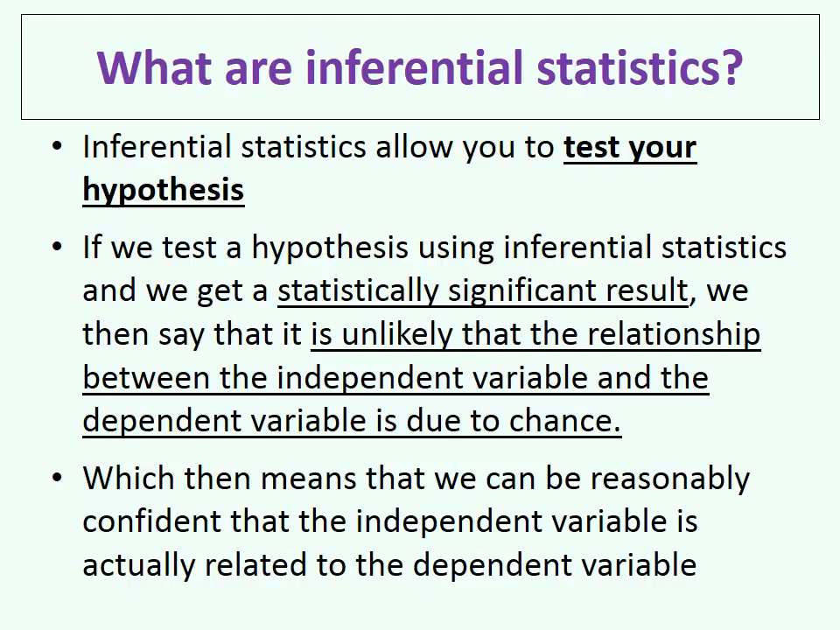Inferential statistics are used to test hypotheses. If we get a statistically significant result after testing a hypothesis, then we say that it is unlikely that the relationship between the independent variable and the dependent variable is due to chance, which then means that we can be reasonably confident that the independent variable is actually related to the dependent variable.